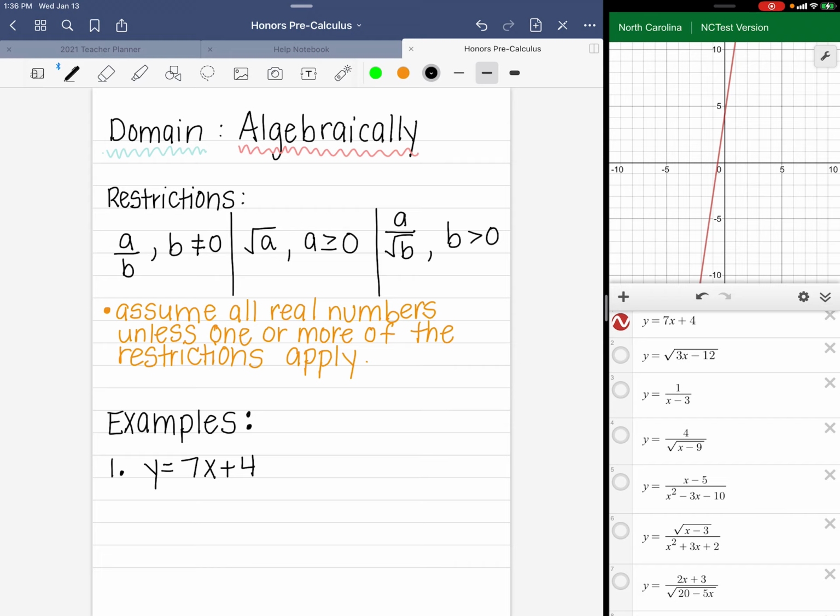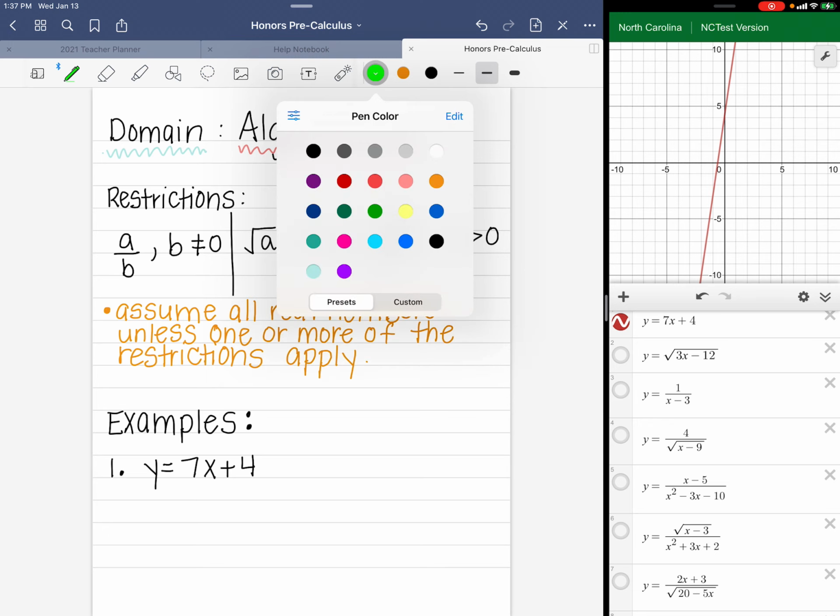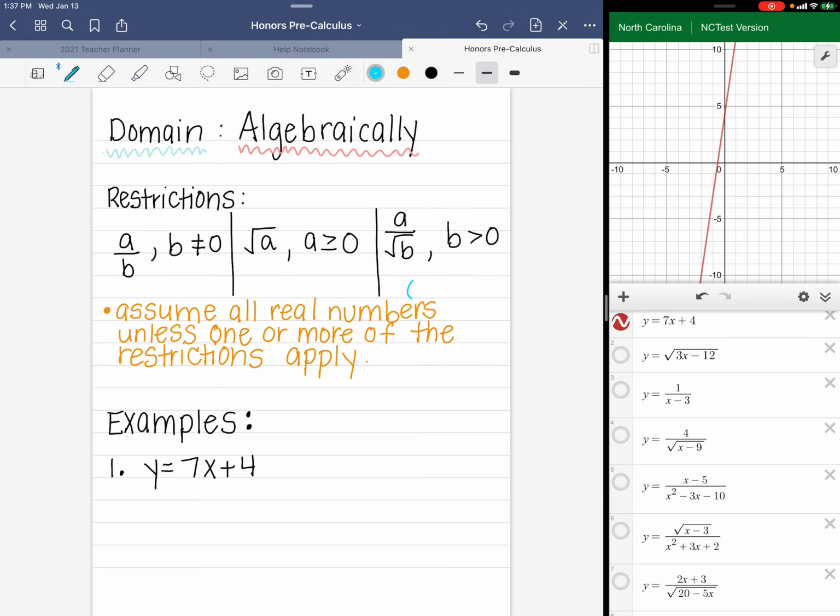So when we talk about domain, we talk about the values of x. So when we talk about the values of x, we are going to assume that my domain is all real numbers. Now, when we talk about all real numbers, that's the same thing as me saying from negative infinity to positive infinity. But every equation has restrictions that we can identify.